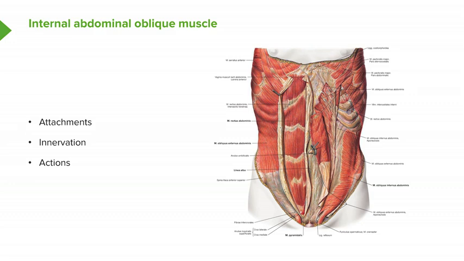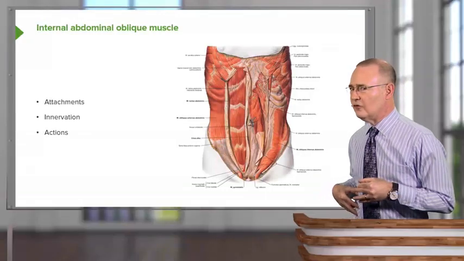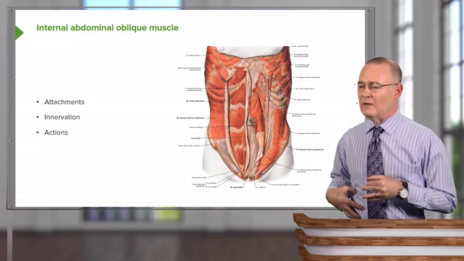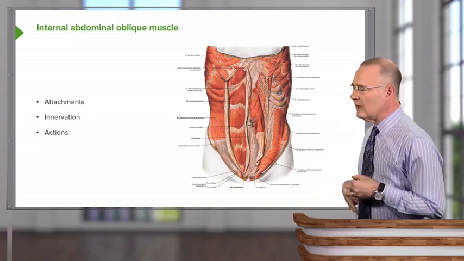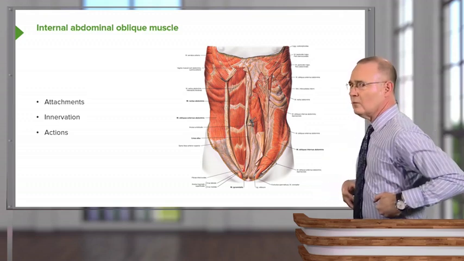And it will help rotate the anterior abdominal wall in this direction. So if it's the right one that's contracting, the right side of the anterior abdominal wall rotates toward the same side, thereby pulling the left over toward the right.